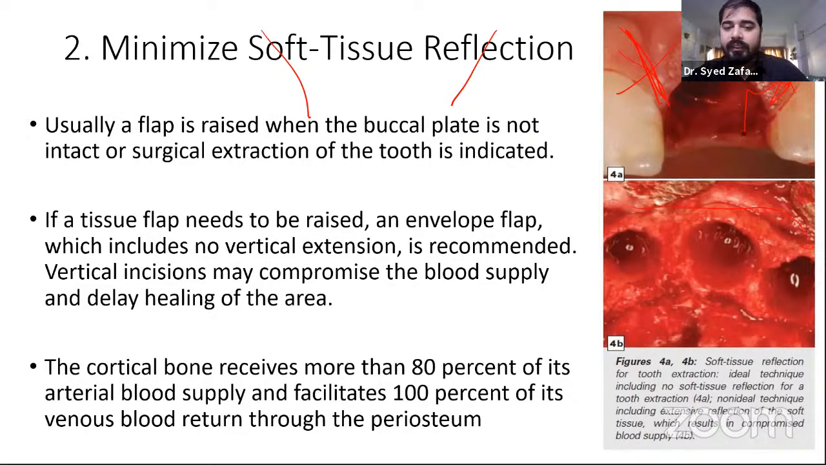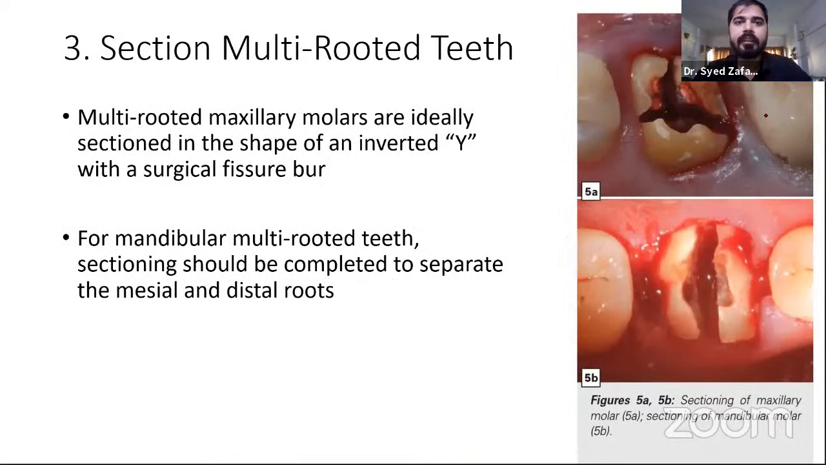The cortical bone receives almost 90% of the arterial blood supply and 100% of the venous drainage through the periosteum. Like the periosteum, the bone receives 80 to 90% of the arterial blood. That's why blood supply is very important. If you reflect and give a vertical incision, the blood supply will be compromised. Okay, this is the second important point.